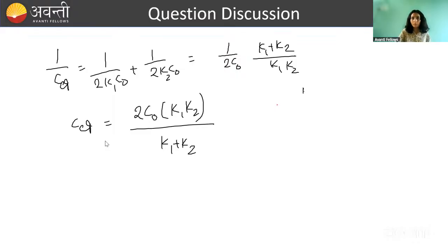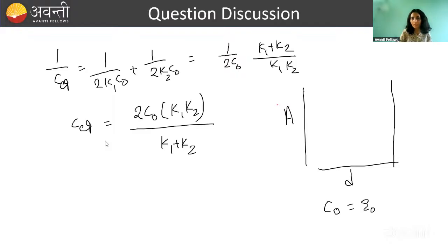So there was this capacitor initially. The distance between the plates was d, area was A. So the initial capacitance was epsilon naught A by d. We added dielectric in the two regions, here K1, here K2. Then the capacitance became 2 C naught K1 K2 by K1 plus K2.